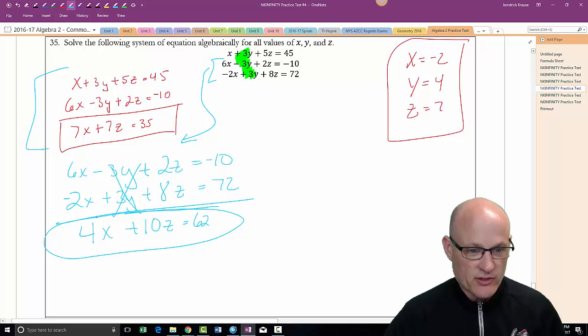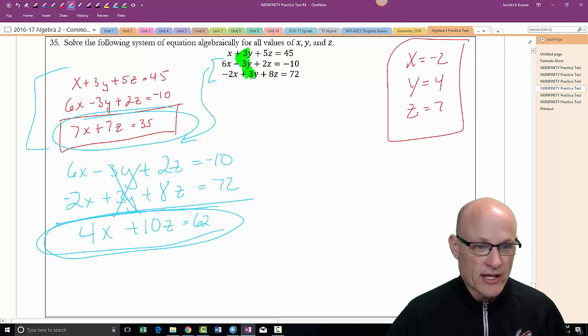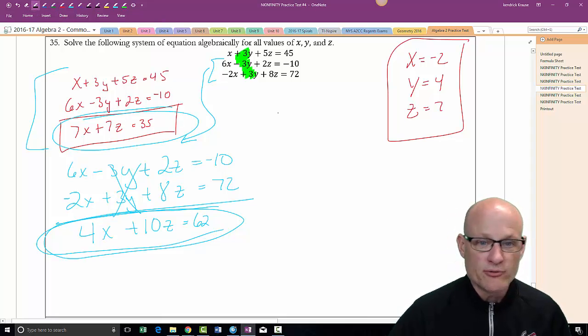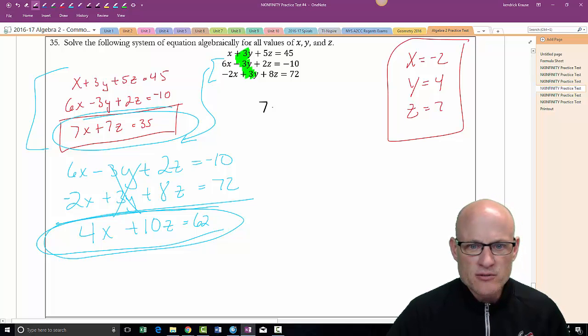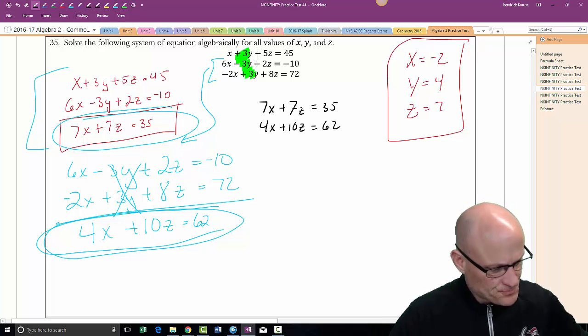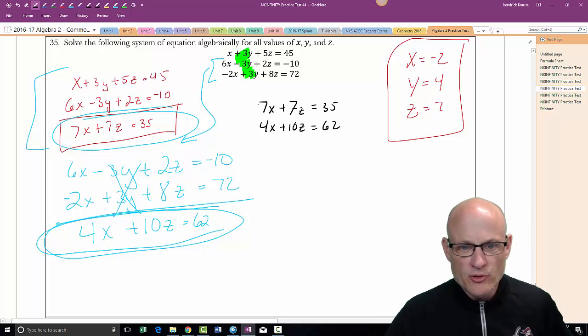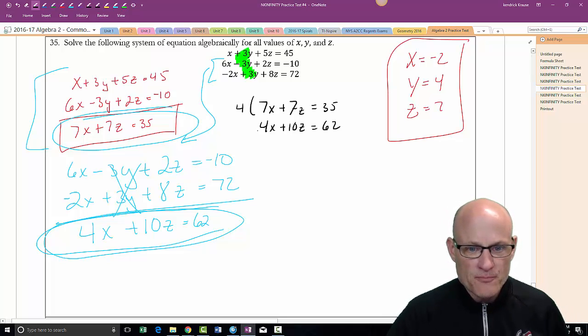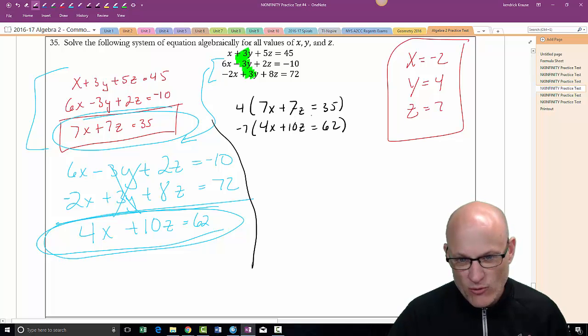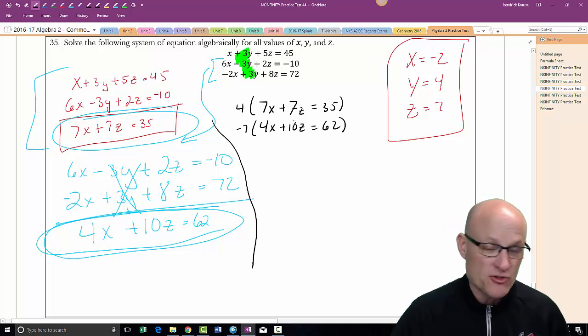All right, so now I've got to put this equation and this equation together. Now, I'm writing way too large for this, so let me see if I can make this smaller. And 4x plus 10z equals 62. So all I'm going to do is multiply this one by 4 and this one by negative 7, because that'll give me 28 and negative 28. By the way, I could have divided that whole first equation by 7 and made my life so much easier.